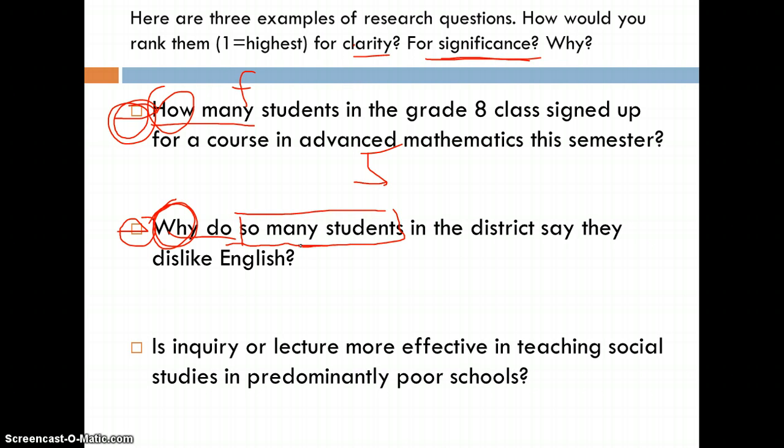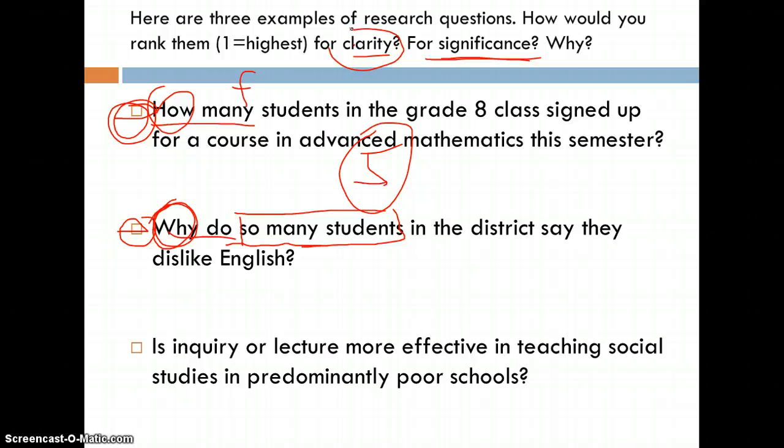Are we talking about more than half? Are we talking about 99%? Are we talking about all of them? What are we talking about? What does "so many" mean? Is it 5? Is it 5 students say they dislike English in the whole district? Is that so many? So we have an ambiguous term here, and as a result, a little bit of an ambiguous question. I'm not really sure what the issue is.